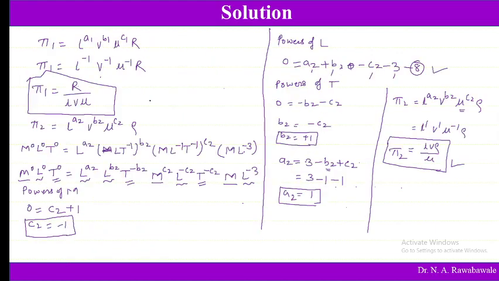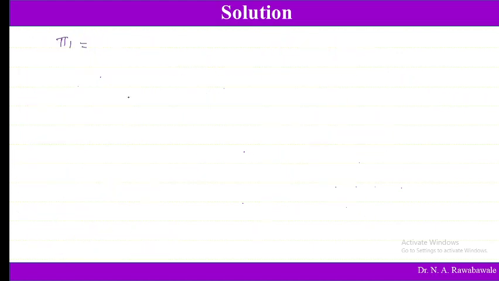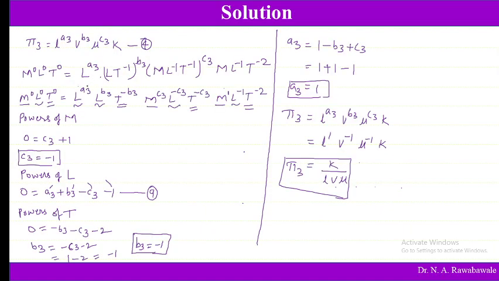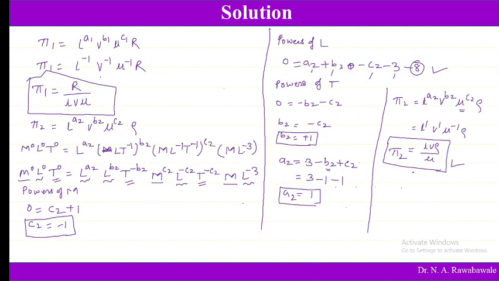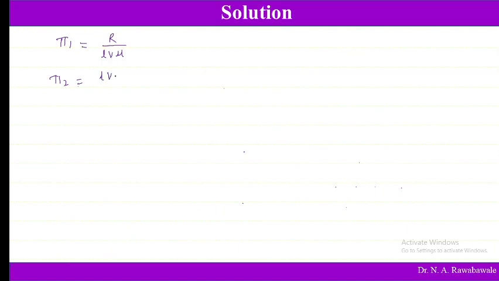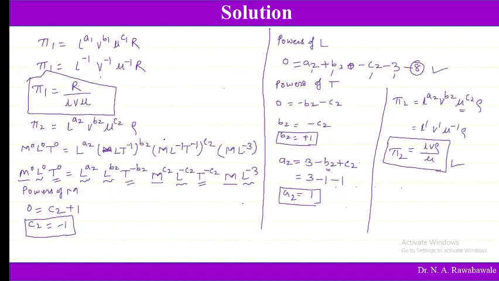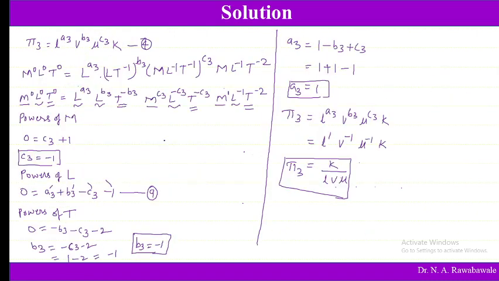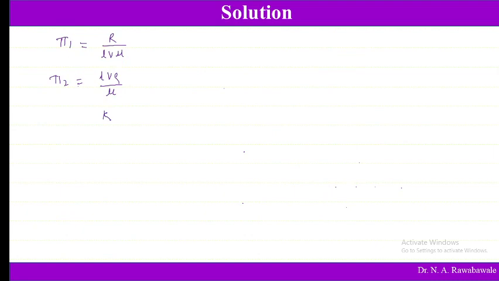That is, the pi 1 term which we obtained here: r divided by l v mu. Then the pi 2 term we have here: pi 2 is equal to l v rho divided by mu. The pi 3 term is k divided by l v mu. This is the pi 3 term.